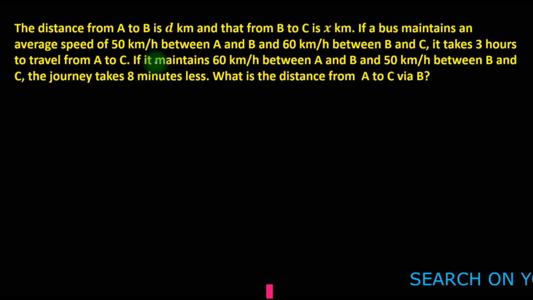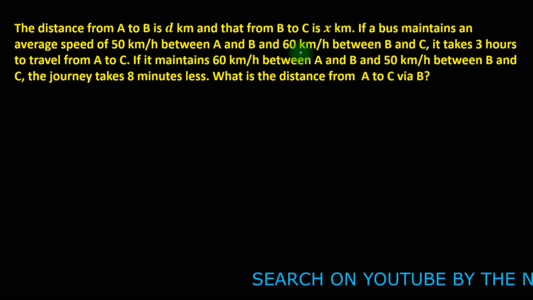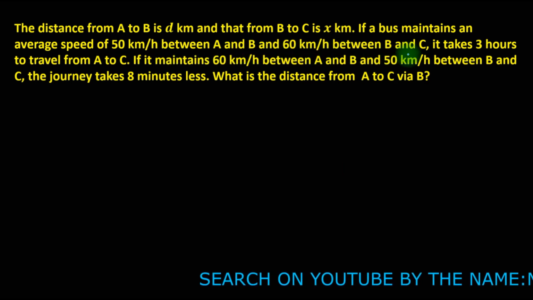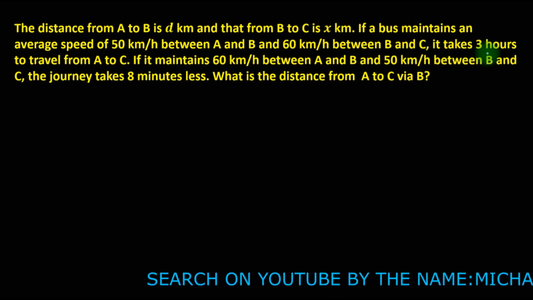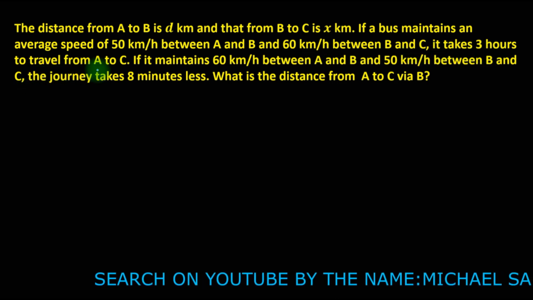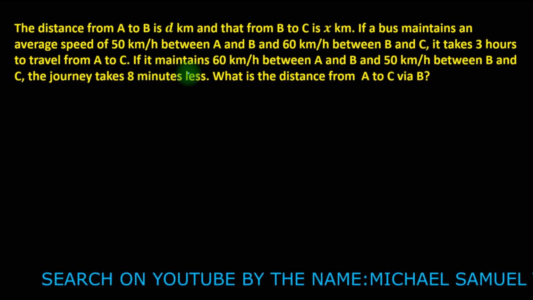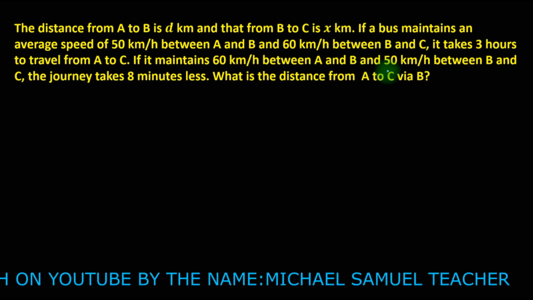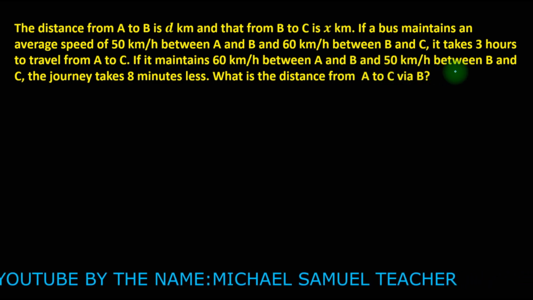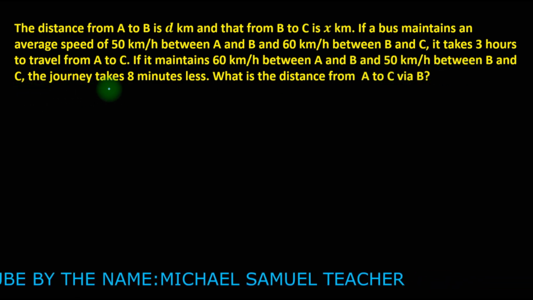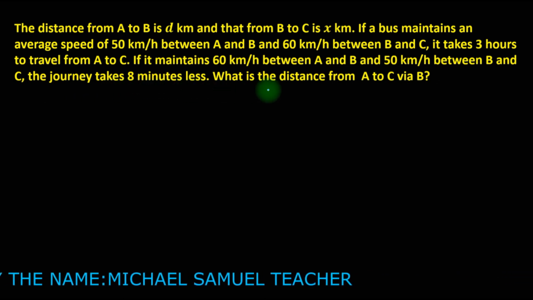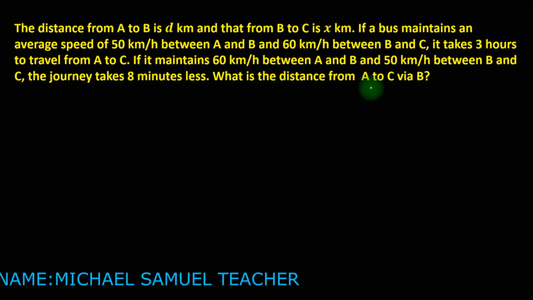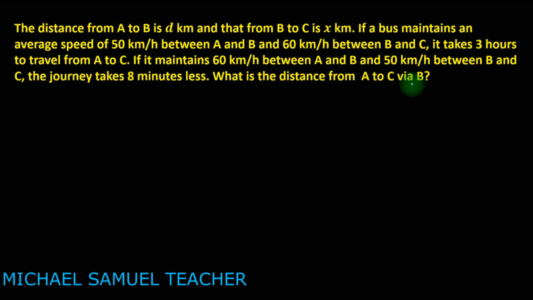If a bus maintains an average speed of 50 kilometers per hour between A and B and 60 kilometers per hour between B and C, it takes 3 hours to travel from A to C. If it maintains 60 kilometers per hour between A and B and 50 kilometers per hour between B and C, the journey takes 8 minutes less. What is the distance from A to C via B?